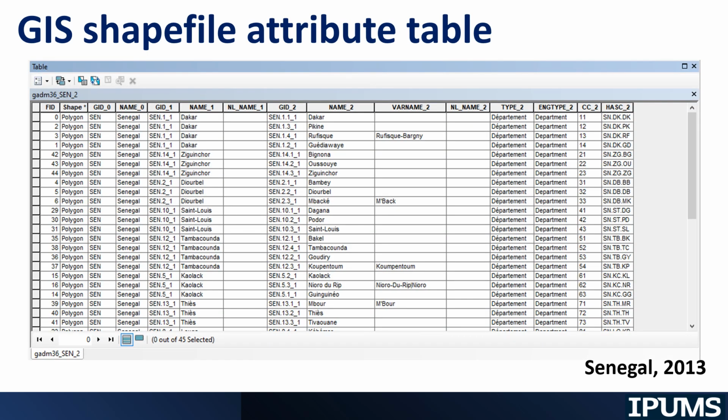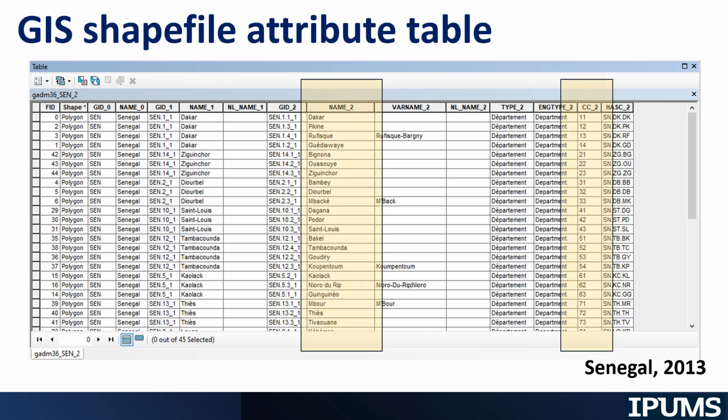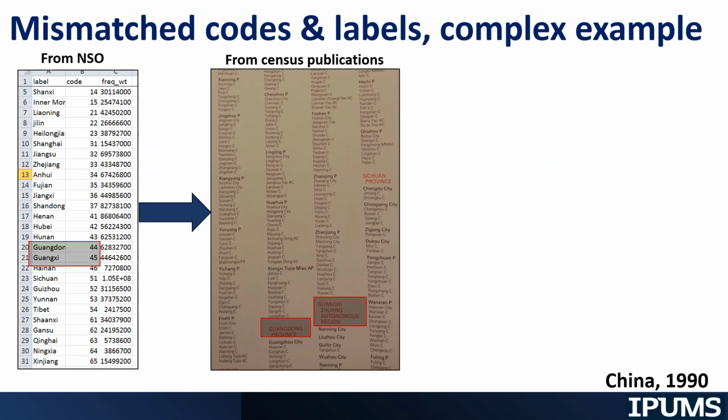This is the attribute table, the DBF file that I was talking about previously, that came with the GADM shapefile. The two columns of interest are names and codes. For the Senegal 2013 example, our codes exactly matched the codes in the microdata. So it was very simple for us. All we had to do was to link the data with the map, and we had our map ready to use. But not every country has it that simple.